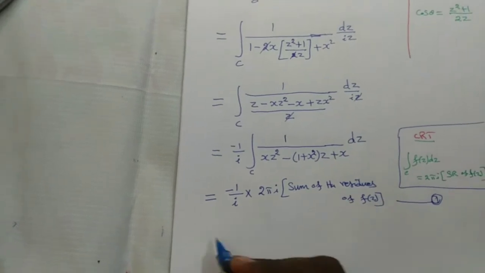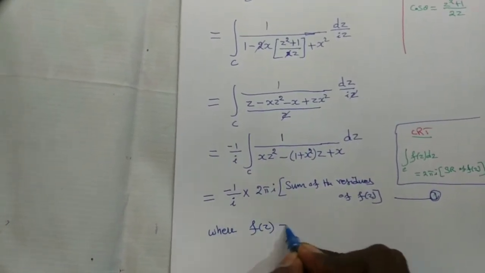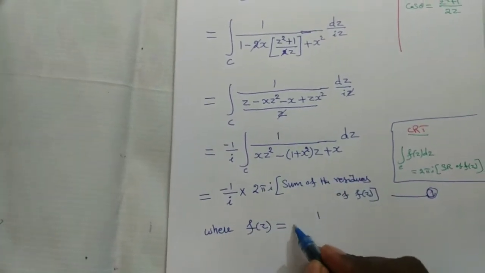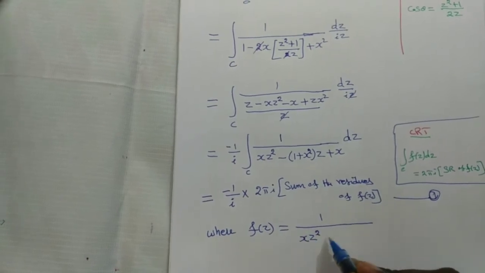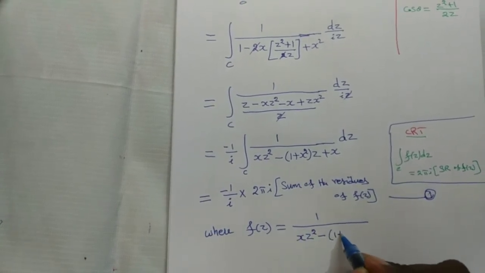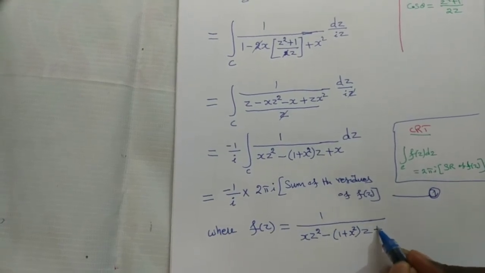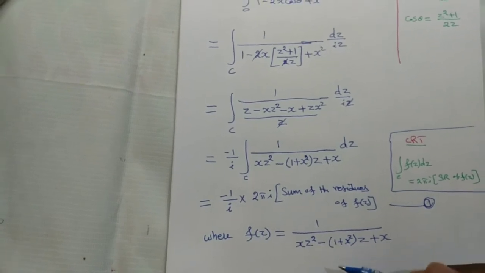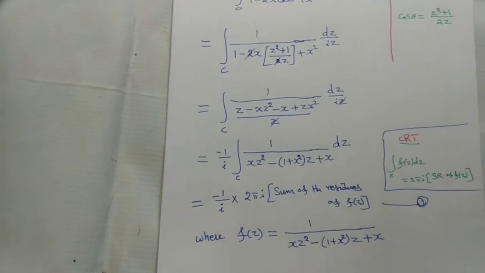Where f(z) is equal to, this is f(z), what is that? 1 divided by x z² minus (1 + x²) z plus x. So this is f(z). From this f(z) I want to calculate the residues, and substituting in the first equation you will get the answer.